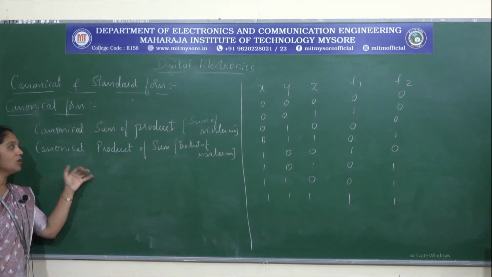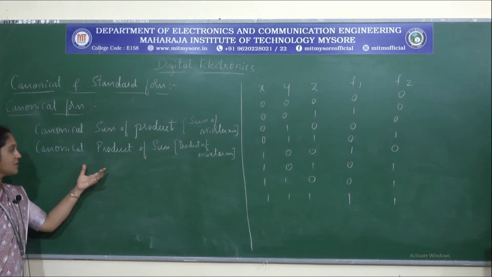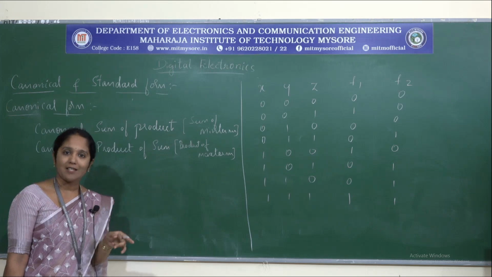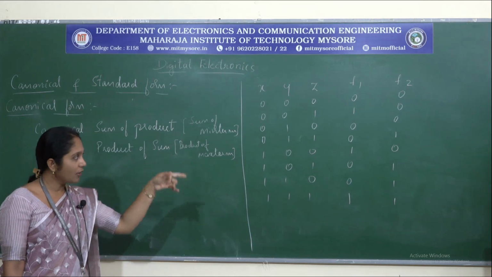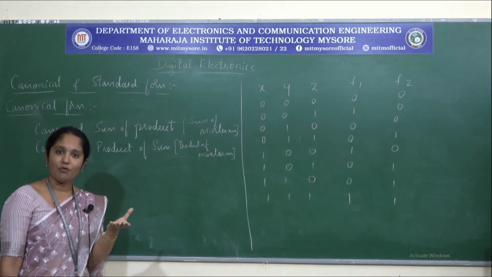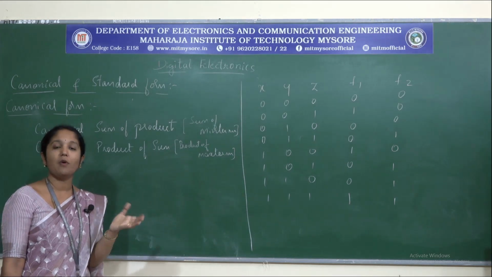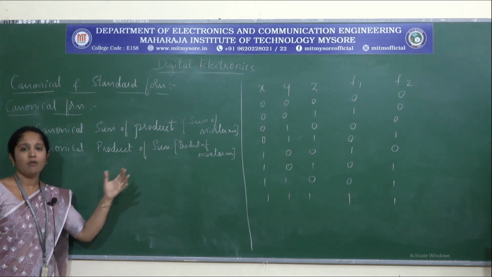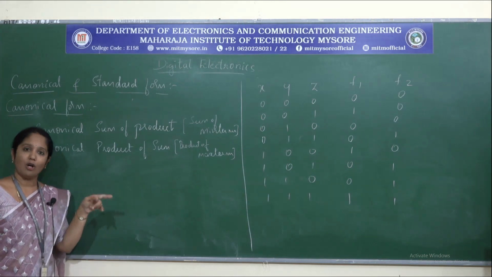And similarly, coming to the POS form, that is product of sum form. If you write an expression in terms of maxterms, and that is from the truth table, before we could reduce it, whatever the original expression we have, that expression is called canonical product of sum, if it is written for logic 0.